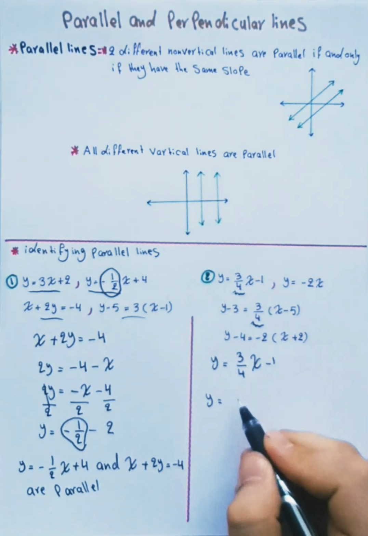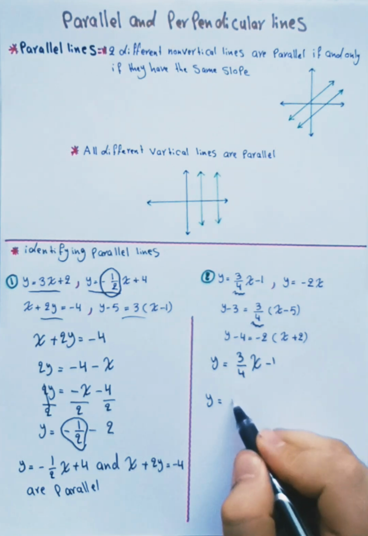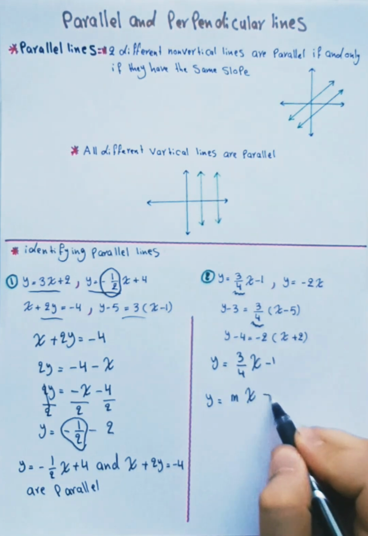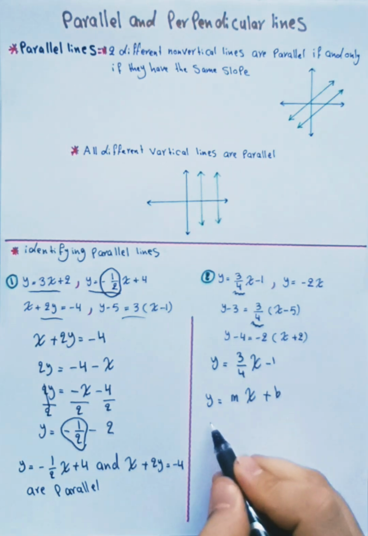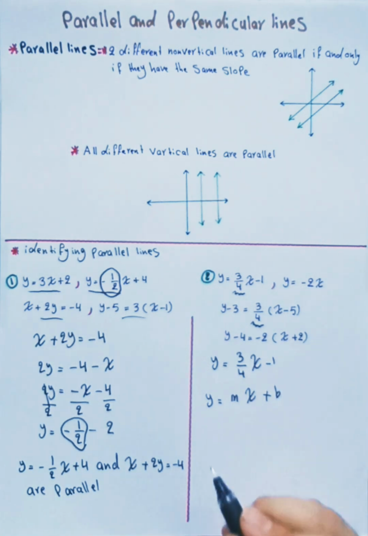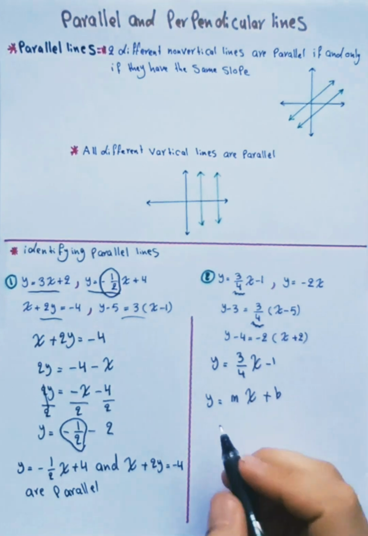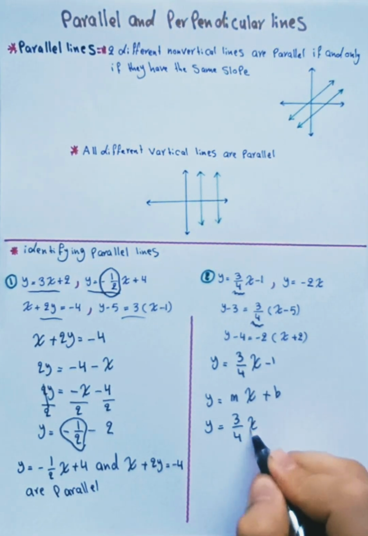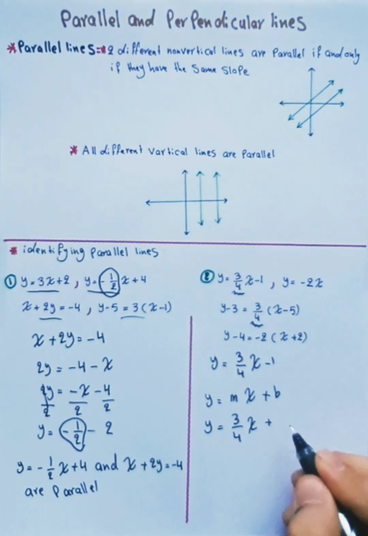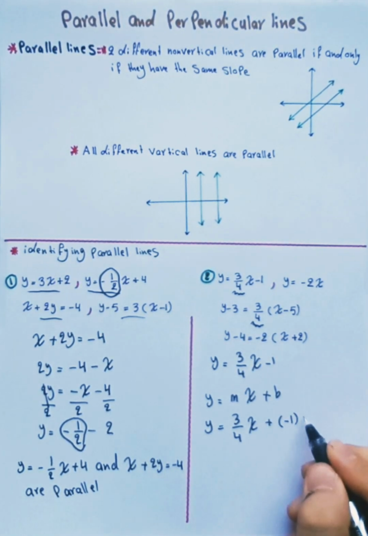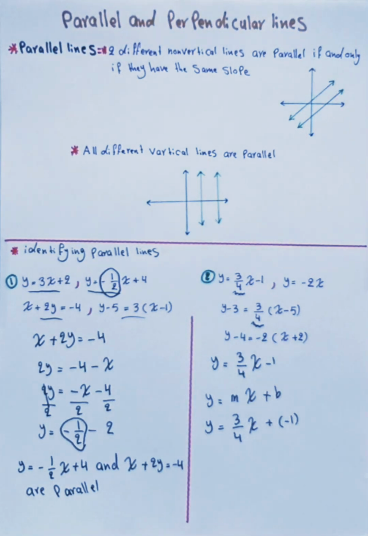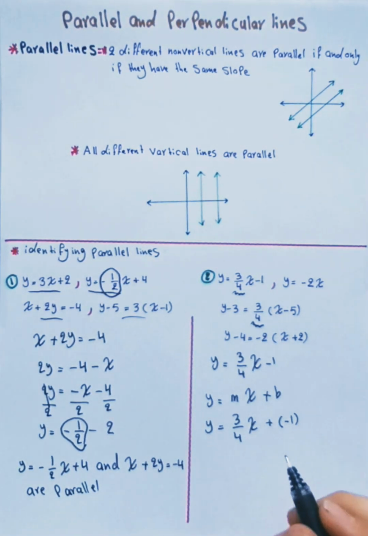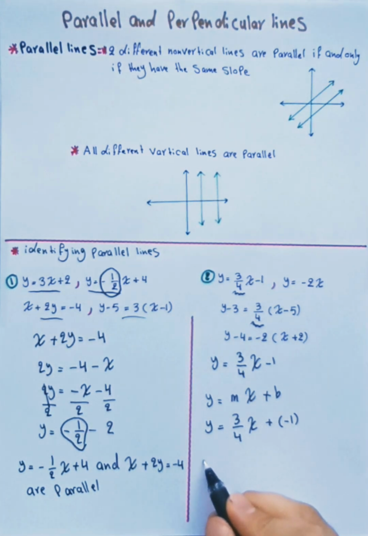y equal to mx plus b. So y equal to 3 out of 4 x plus b. So b is negative 1. So you can say these two lines are parallel because they have the same slope.